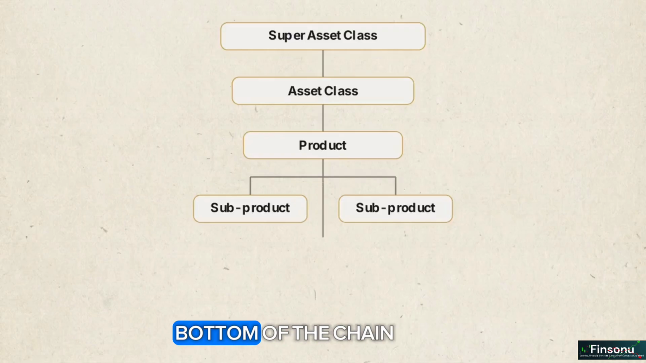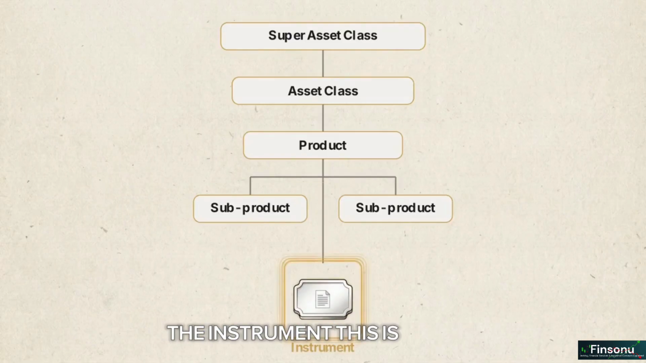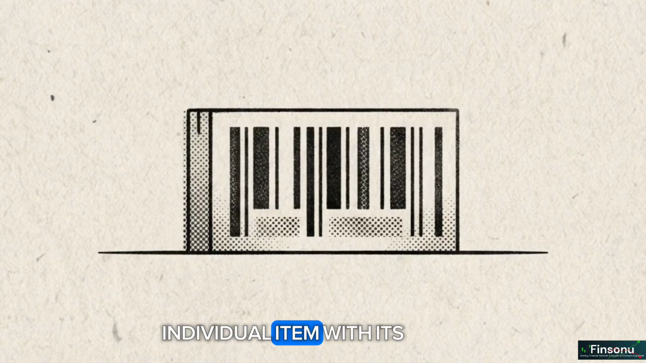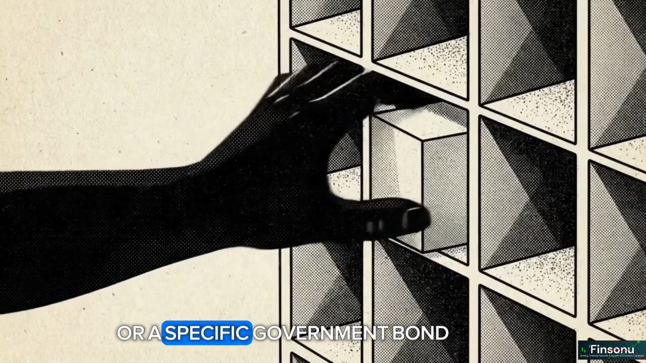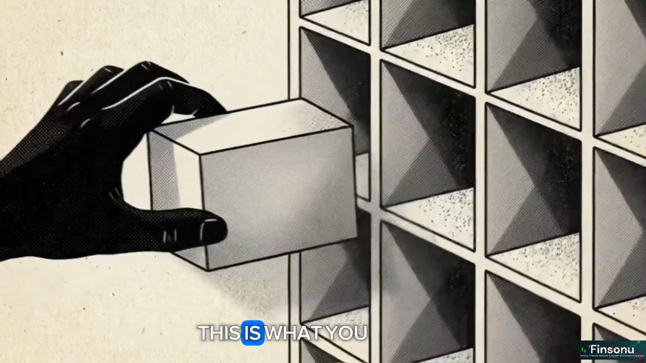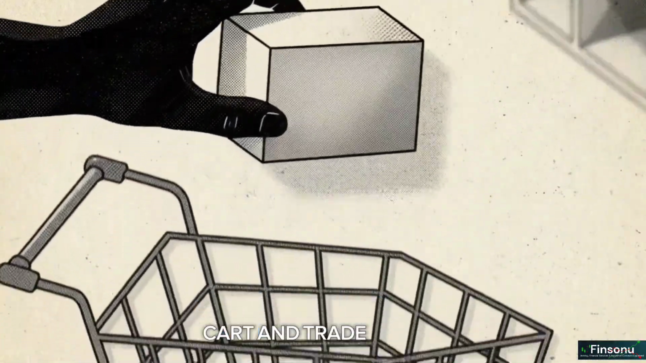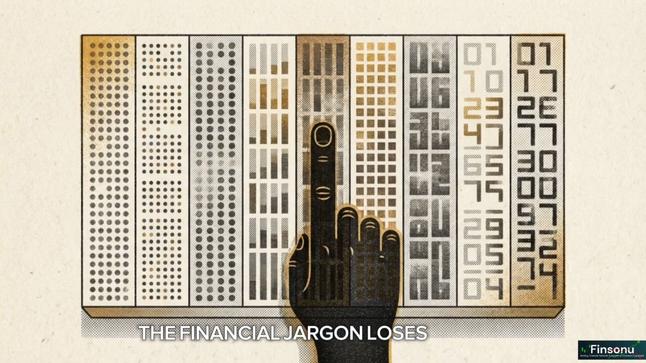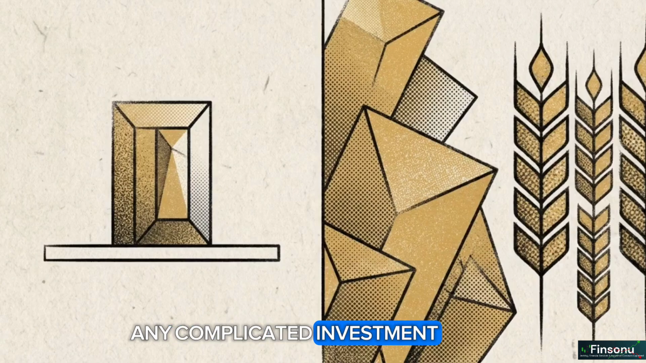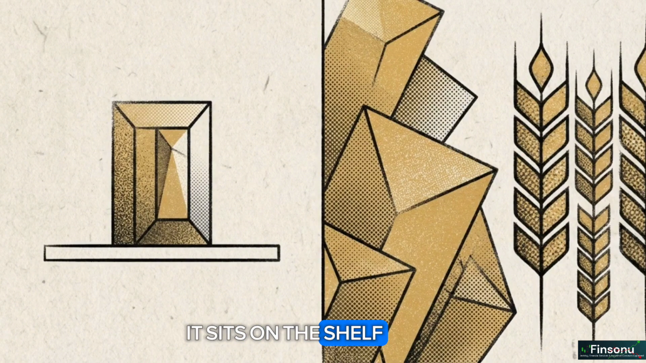Finally, we reach the bottom of the chain, the instrument. This is the specific individual item with its own unique identifier. Whether it's a single share of a tech company or a specific government bond, this is what you actually put in your cart and trade. When you trace this path, the financial jargon loses its power to confuse you. You can look at any complicated investment and know exactly where it sits on the shelf and which raw ingredient it was made from.